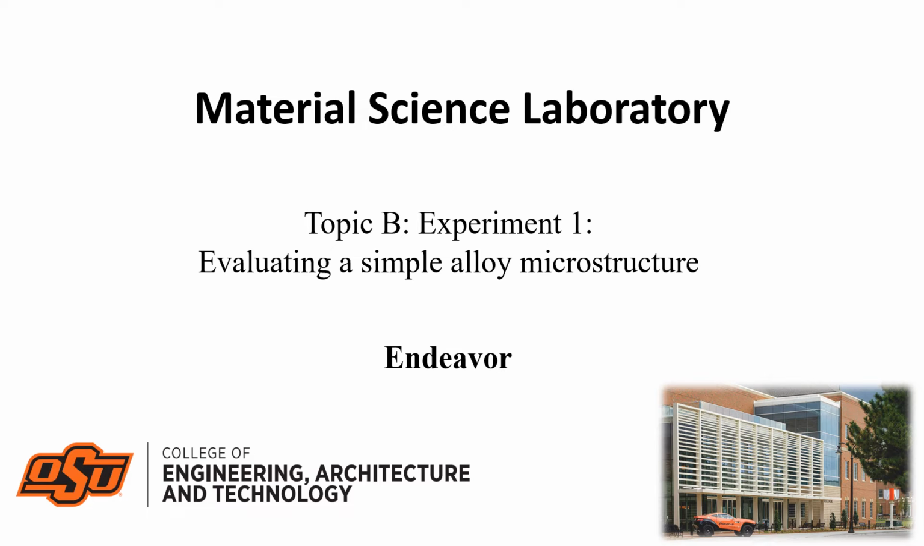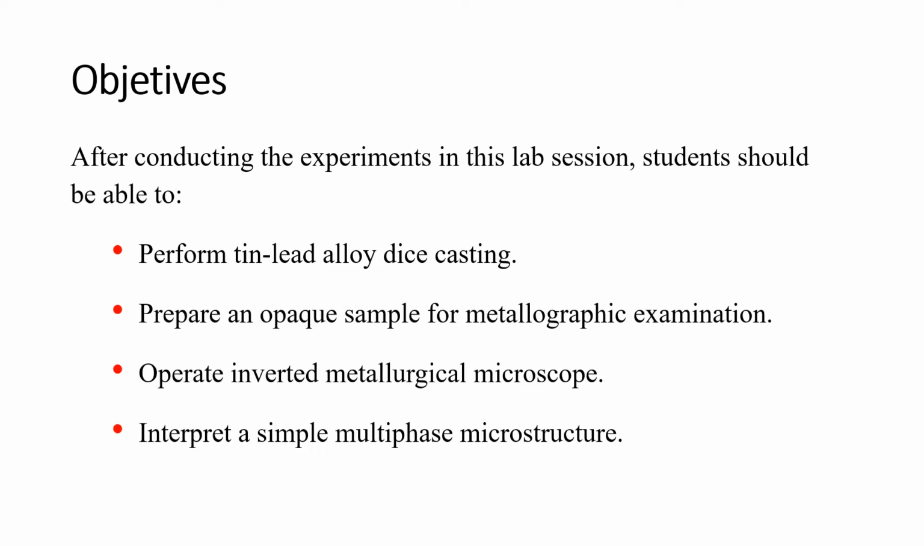Topic B, Experiment 1. Evaluating a simple alloy microstructure. Objectives for these experiments are: first, perform tin-lead alloy die casting. Second, prepare an opaque sample for metallographic examination. Third, operate an inverted metallurgical microscope. And finally, interpret a simple multiphase microstructure.